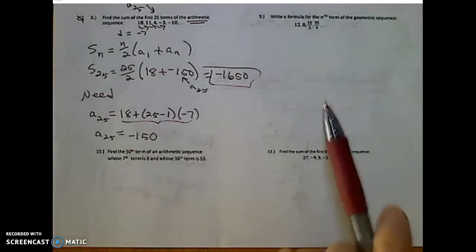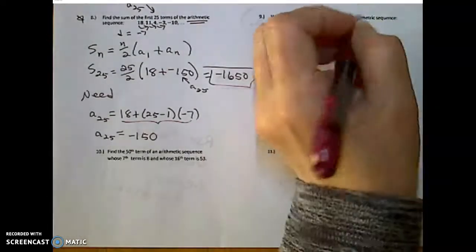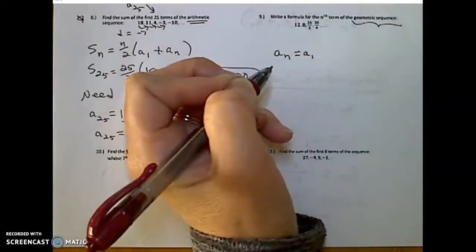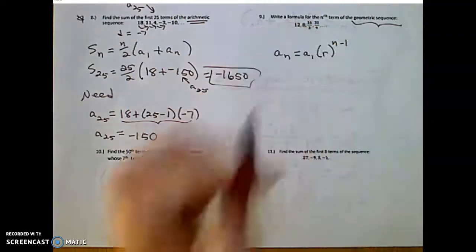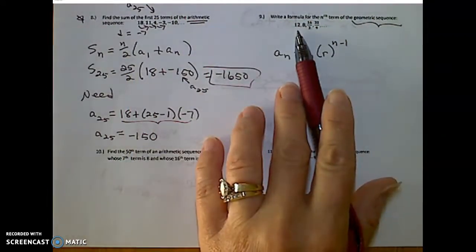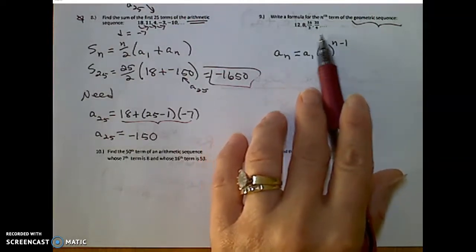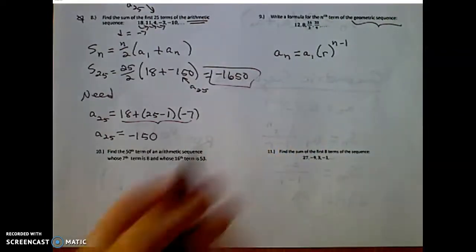Lots of formula work, so I have your formulas handy. Write a formula for the nth term of a geometric sequence. To find a formula for the nth term of a geometric sequence, a sub n is always the first term times that common ratio to the n minus 1. There's not that common ratio in the first term. The common ratio starts with the next term.